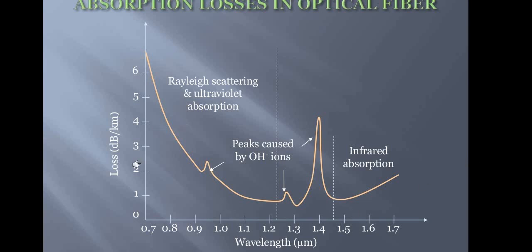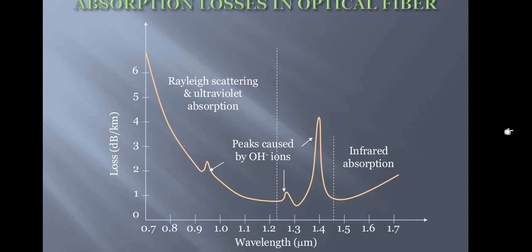It completely depends upon loss versus wavelength. When we take the wavelength in micrometers and want to see how much the loss is, it is explained with the help of this particular graph. We are going to see its functionality and how it works. We covered all these things in the previous session as well.